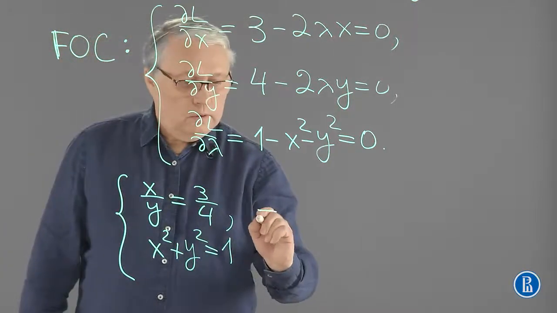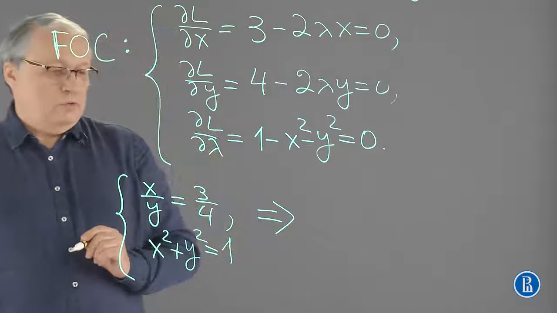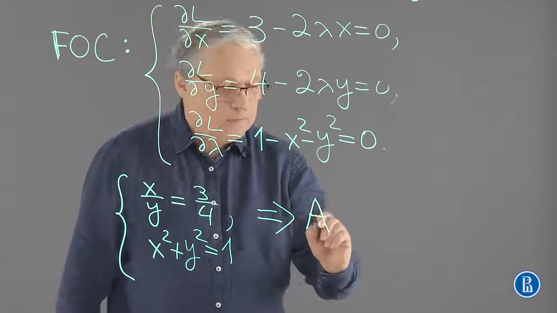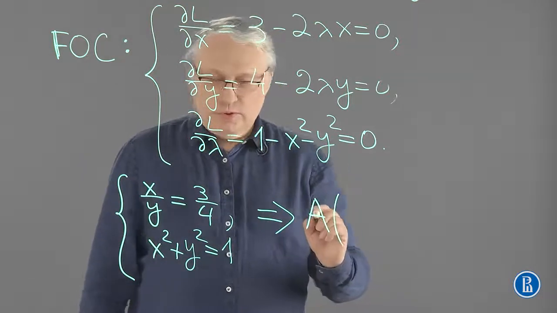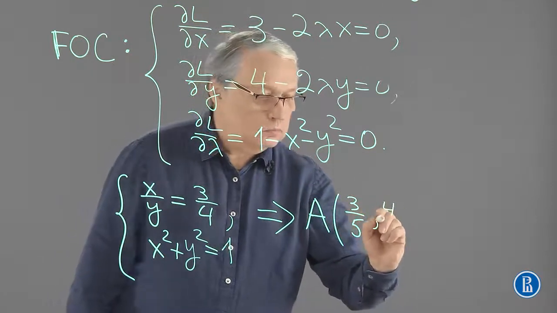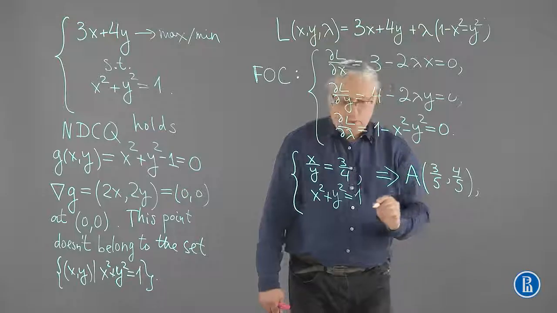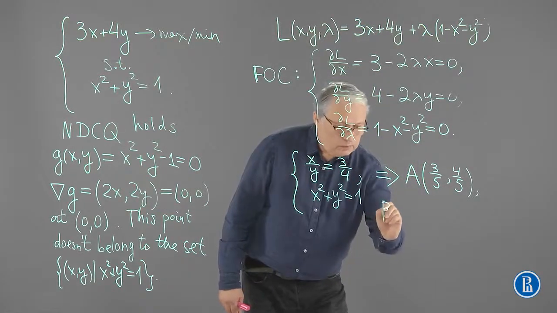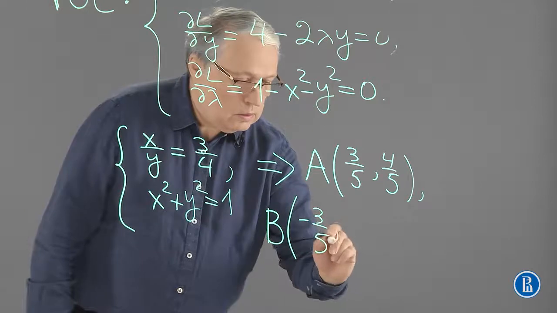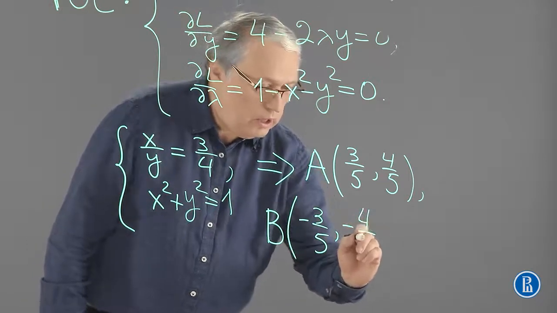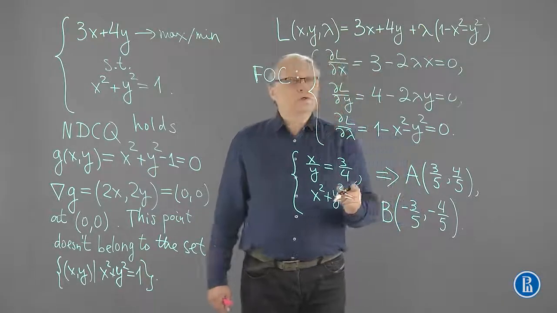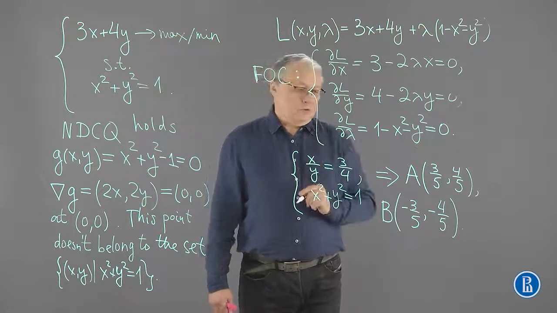And it's very easy to solve it. We get 2 points. The first point has coordinates. And the second point, let it be B, is symmetric to point A with respect to the origin. So these are the critical points of the Lagrangian function.